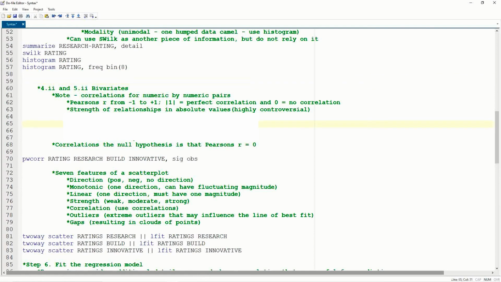Now let's look at our bivariate relationships. We're going to be using correlations here because we have numeric by numeric pairs. In other words, all of the variables that we need to look at our bivariates are numeric. Just as a reminder, Pearson's R ranges from -1 to +1, where in absolute value terms, be it negative or positive, a score of 1 is a perfect correlation, and a score of 0 means there's no correlation at all.